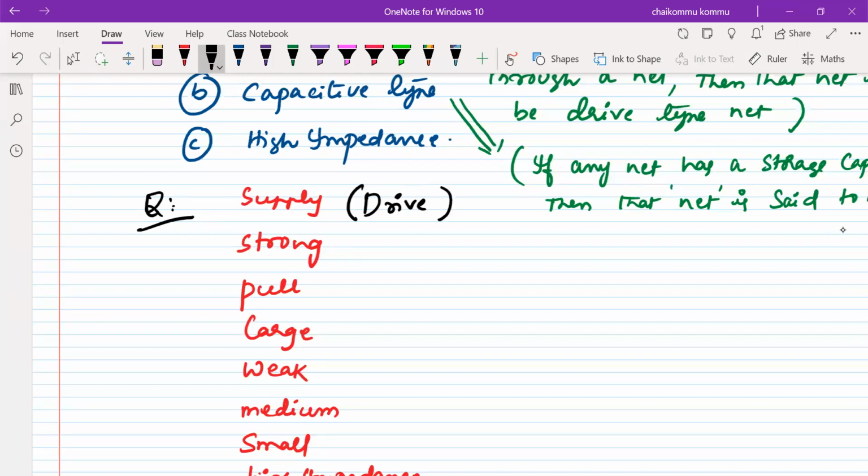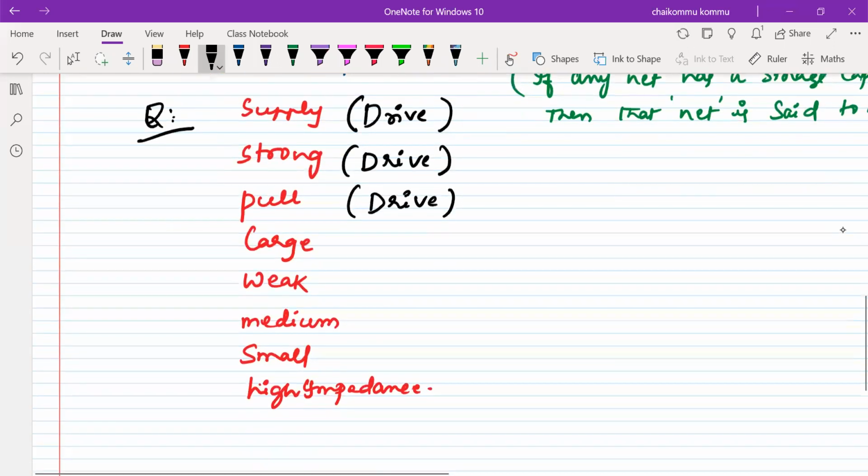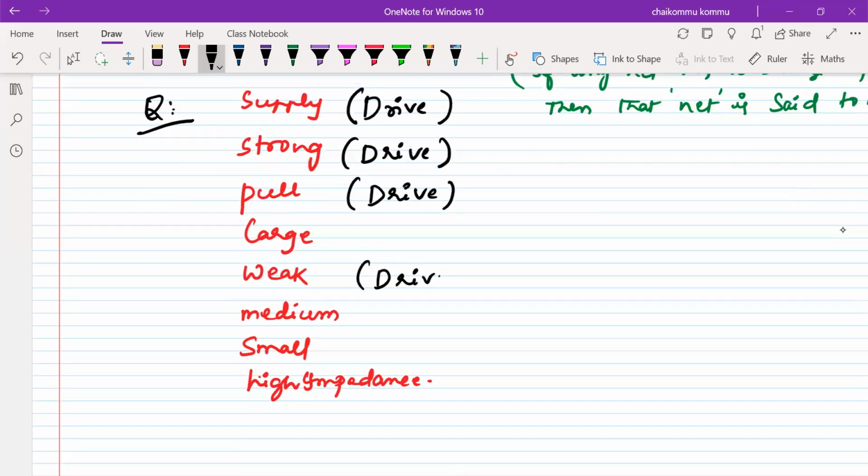That means whenever you are using the supply strength on a particular net, that net should be a drive type net. Driving is nothing but transmission of the information. There is no possibility of storing that information at all. So strong is also a drive type. Pull is also a drive type. Weak is also a drive type.